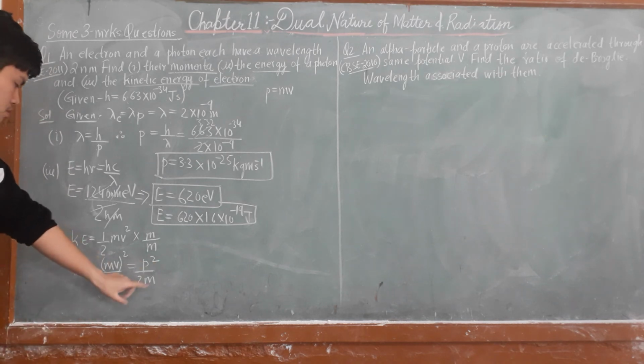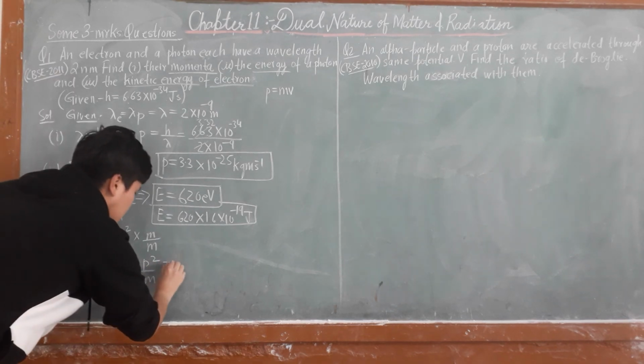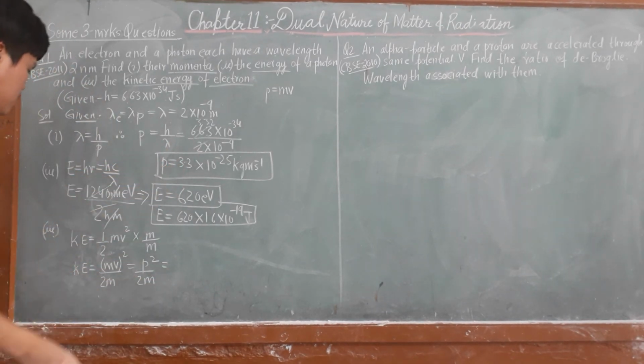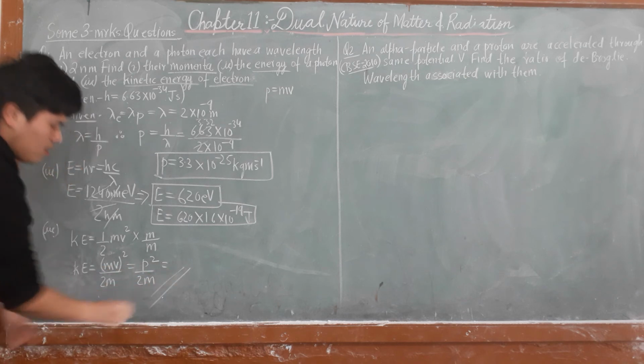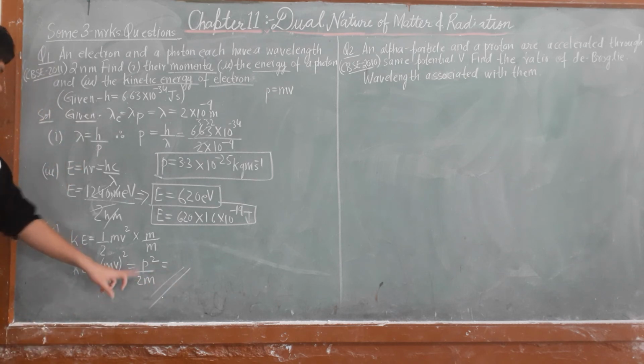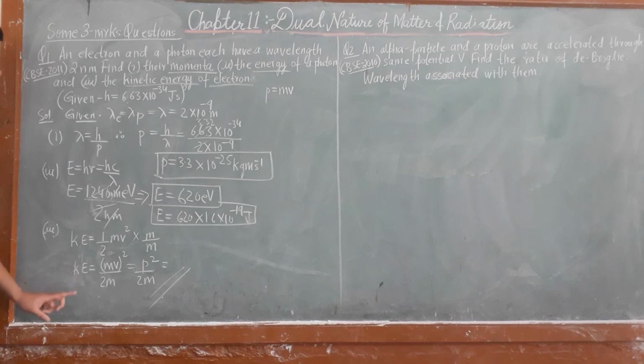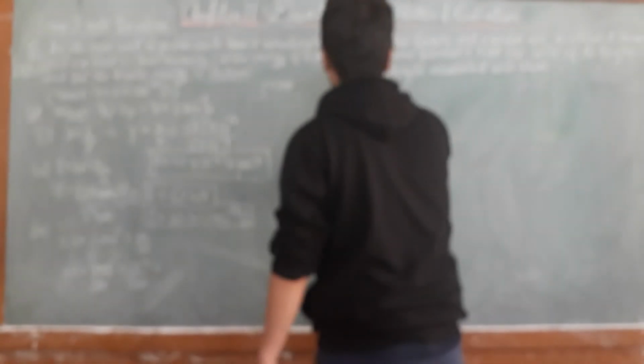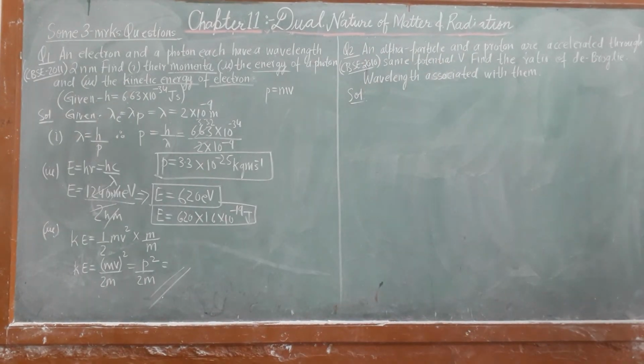Momentum square upon 2m. The momentum is 3.3 into 10 to the power minus 25. I will give you a homework: use the formula to find the kinetic energy value and write the answer in the comment box. That was the last part of this question.